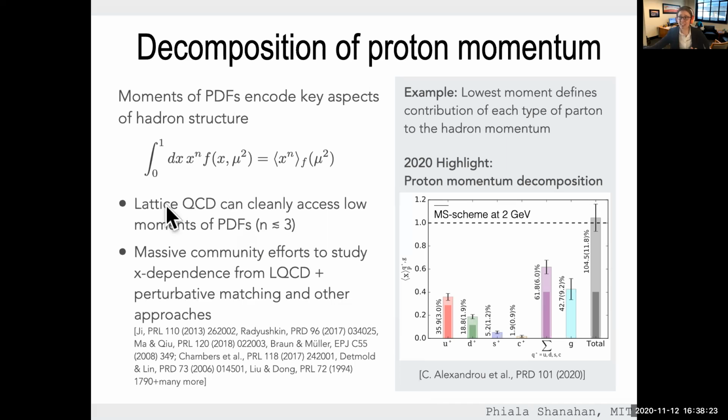And lattice QCD can cleanly access low moments of parton distribution functions. And it would be remiss of me to mention PDFs without saying that, of course, there are massive community efforts to also study the x dependence, that momentum dependence, from lattice QCD with various approaches.